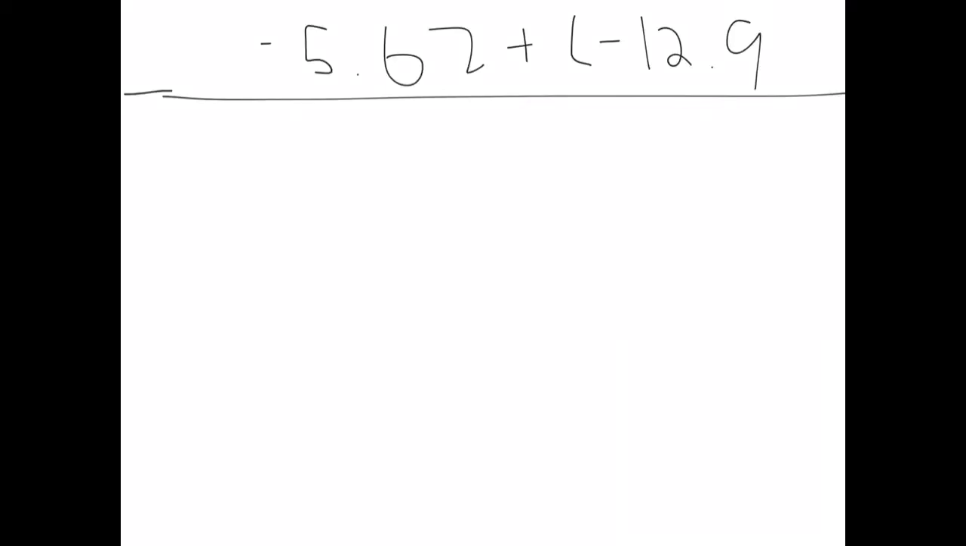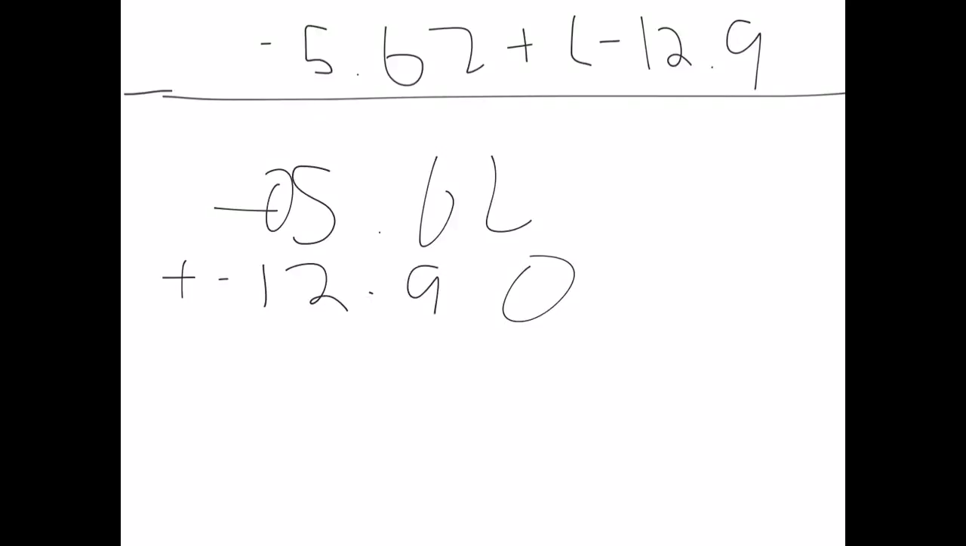I am adding negative 5.62 plus negative 12.9. I have 0 as my placeholders, and I go from column down. 2 plus 0 is 2.